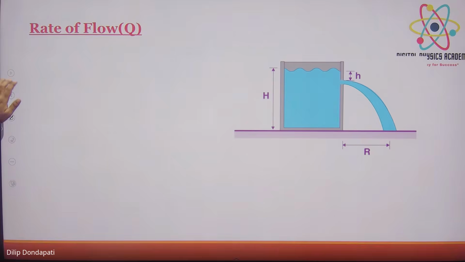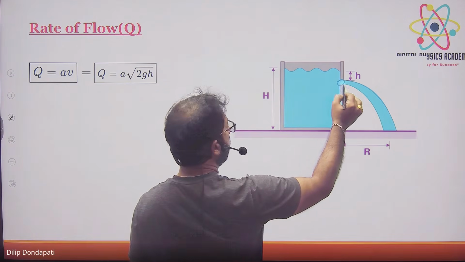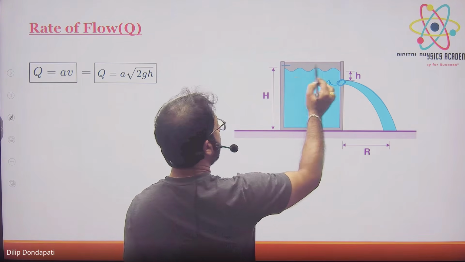Now rate of flow पूछ रहे तो क्या है, simply area into velocity. मान लो the small hole का area is a और बड़ा का area is capital A.